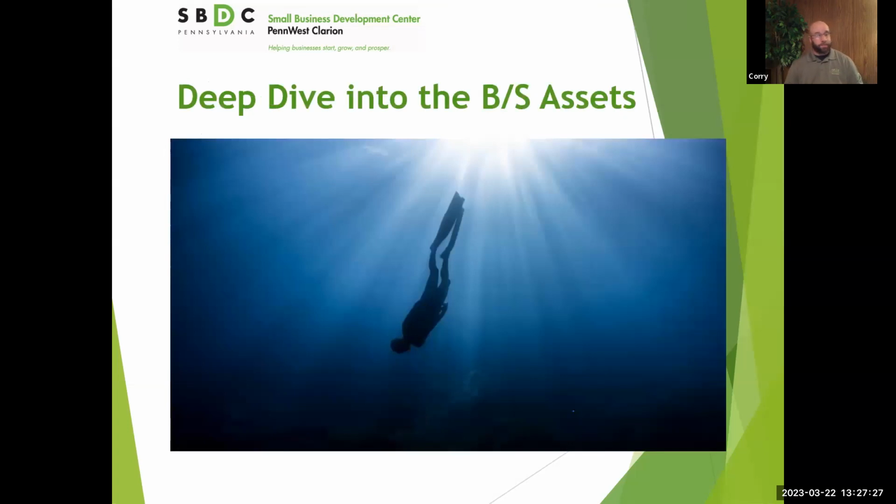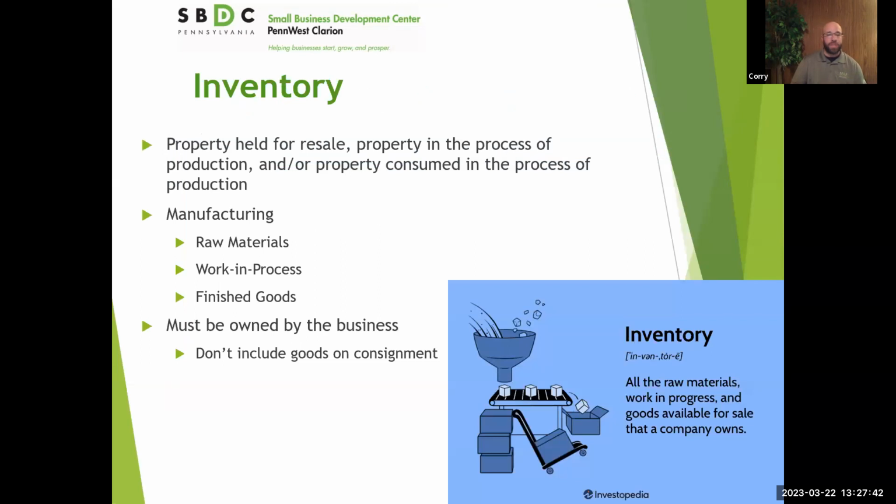Okay, so we talked about the basics of a balance sheet, but I want to dive even deeper in a couple different accounts within the balance sheet. So you're going to have to take a deep breath as we dive into this information for the balance sheet. And the first one that we're going to look at is inventory.